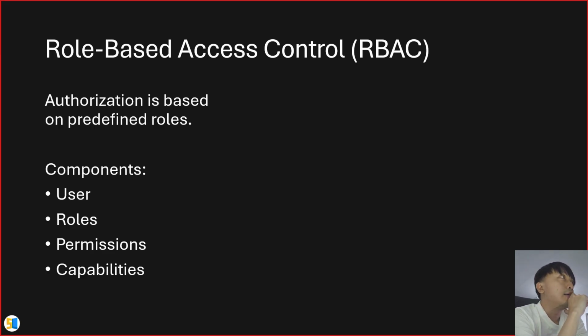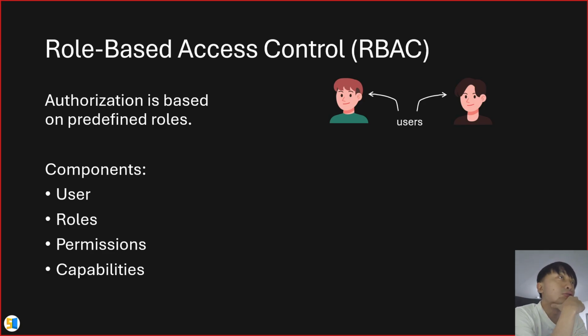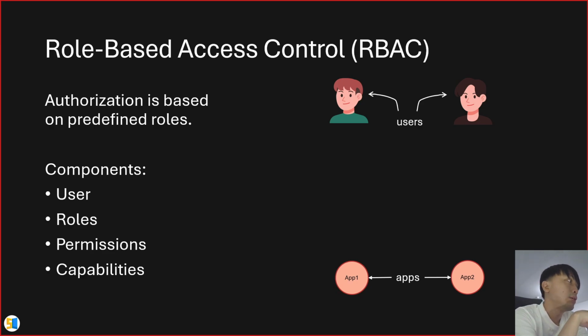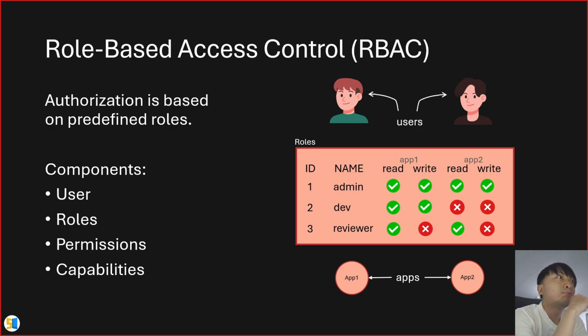So RBAC is an authorization model that is based on roles. So we define the roles. The components of RBAC are users, roles, permissions, and capabilities. So for the illustration, we have users. Let's say these users require the capability to access some data to do something with the applications. Because of that, we can assign them roles. So we define the roles first. In this case, we have three roles named admin, dev, and reviewer. Each of the roles has permissions, in this case to read or write to specific resources, app 1 or app 2.